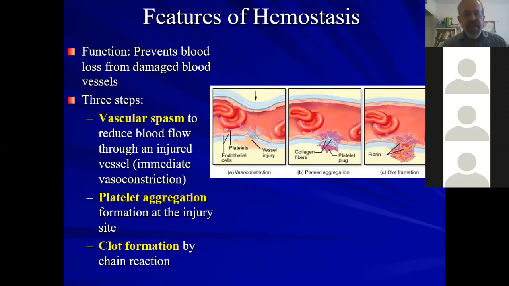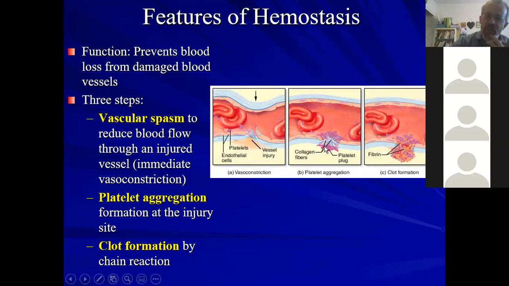This is where there's an immediate vasoconstriction where the injury is. Now, of course, you're still going to lose some blood. This is normal, but the vasoconstriction is meant to at least reduce the amount. That's kind of the first thing that occurs during hemostasis.